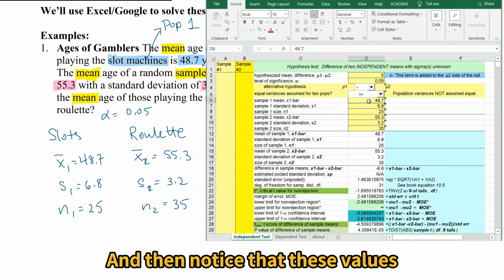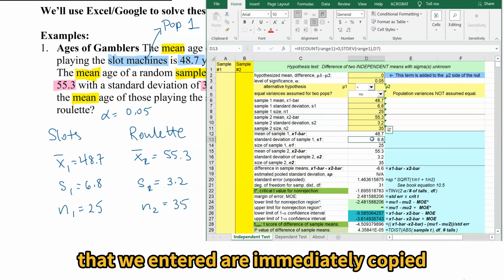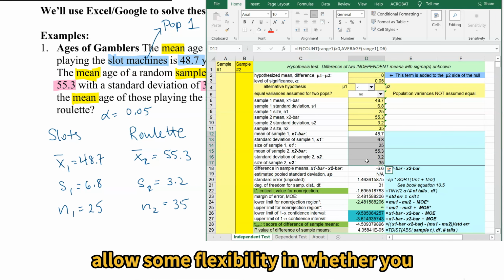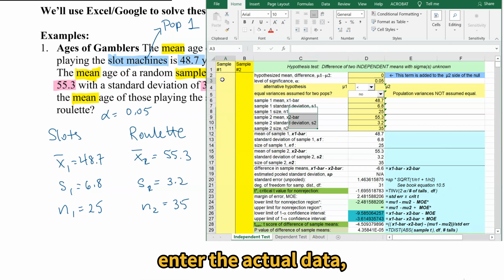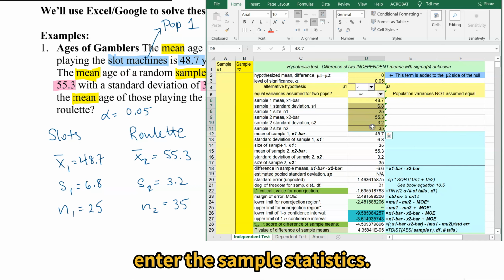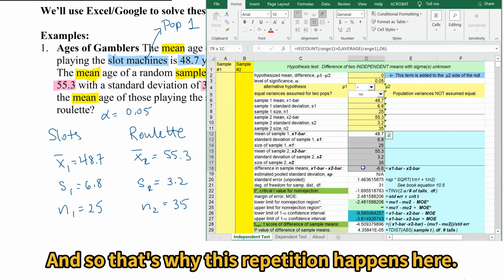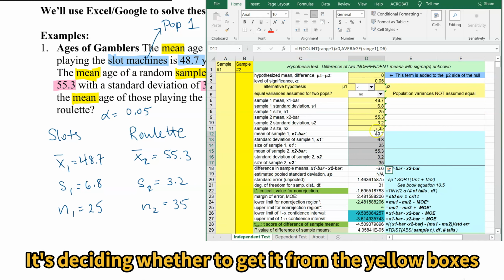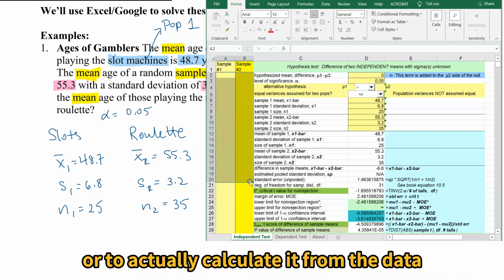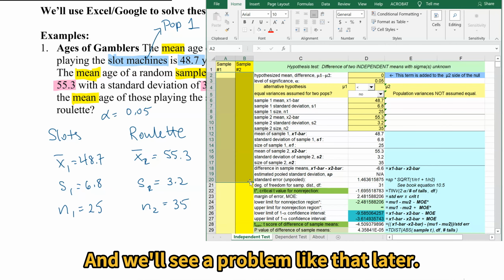And then notice that these values that we entered are immediately copied down here. And that's because this template allows some flexibility in whether you enter the actual data, which we don't have in this case, or you enter the sample statistics. And so that's why this repetition happens here. It's deciding whether to get it from the yellow boxes where we entered it or to actually calculate it from the data if we were to have data. And we'll see a problem like that later.